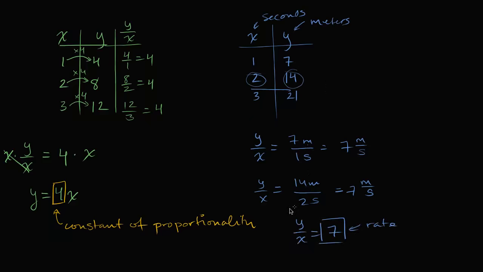Now if I wanted to write it generally, if I'm dealing with a proportional relationship, I can always construct an equation of the form y over x is equal to k, where k is some constant. In the first example, k was equal to 4. In the second example, k is equal to 7. Or you can manipulate it algebraically, multiply both sides by x, and you would have y is equal to kx, where once again k is our constant of proportionality, or proportionality constant.